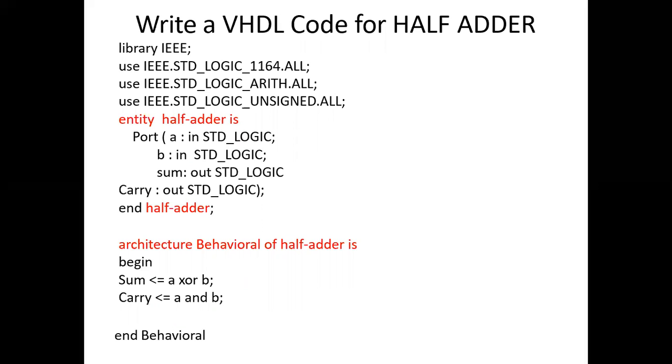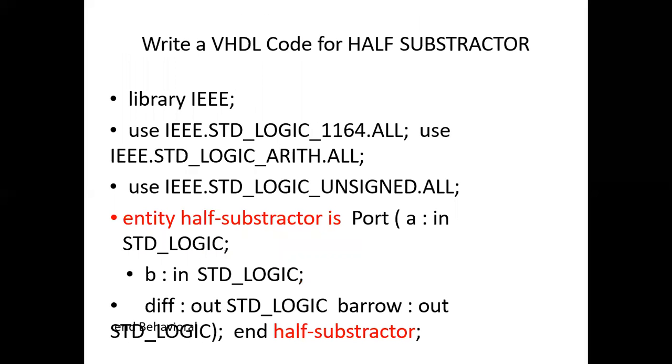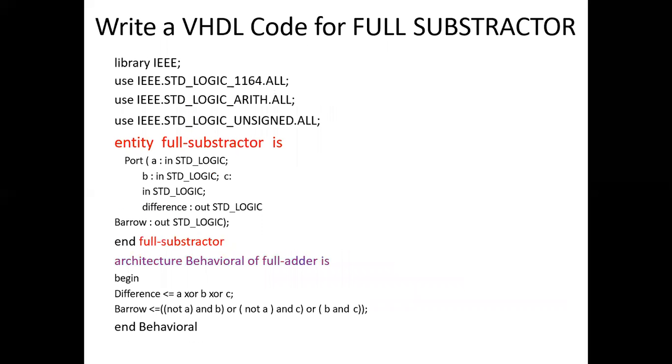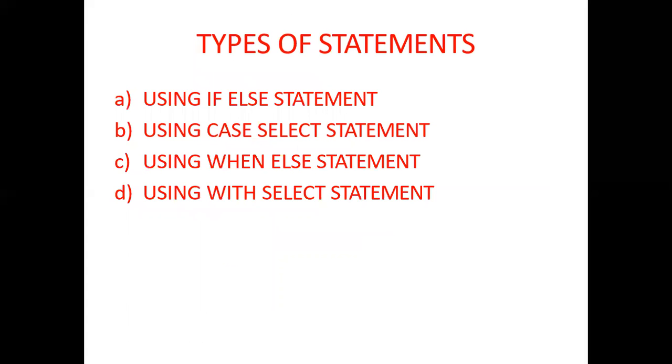Next, half adder using behavioral modeling. First we need to begin with the sum. Sum is equal to A XOR B. Carry is equal to A AND B. This is the half subtractor code, full adder code, full subtractor code.